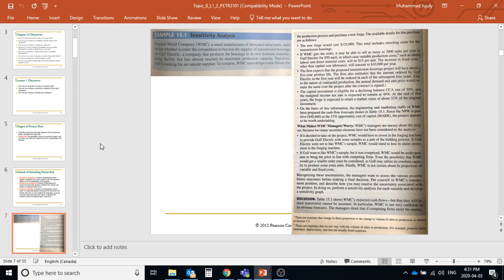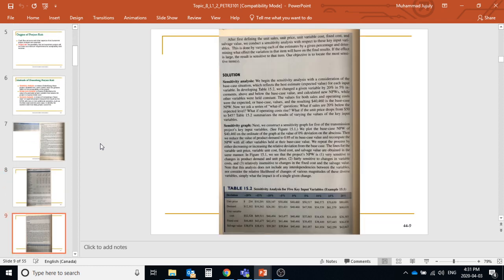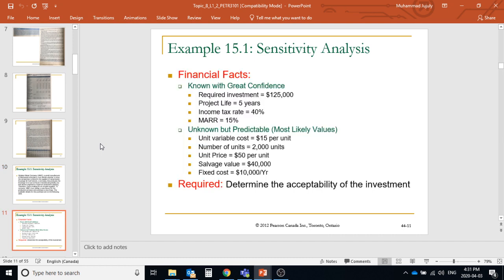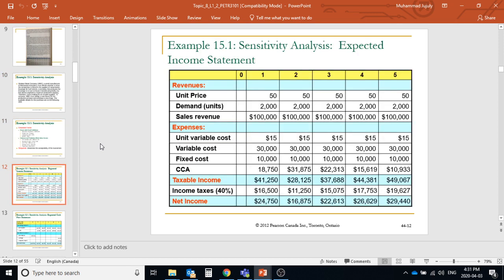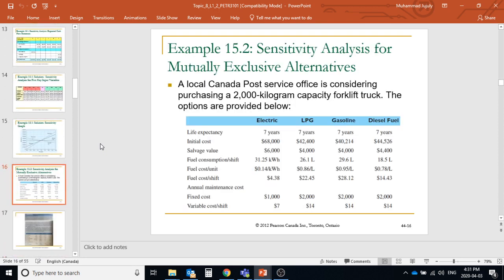So there's a problem with the sensitivity analysis. Read that and solve it. It's a very simple problem. I'll give you the solution to the next problem. So for this 15.1, please go through this and solve the problem. I'll show you how to solve this problem.